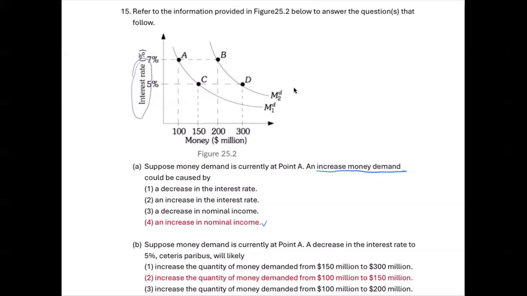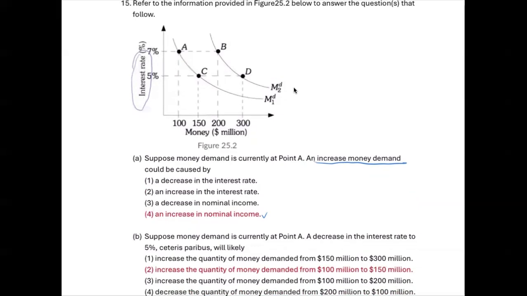Okay. So let's look at A first. An increase in money demand will be caused by what? So this is not about the figure. An increase in money demand would be caused by an increase in nominal income, because if your income level increases, then the liquidity of money is demanded.